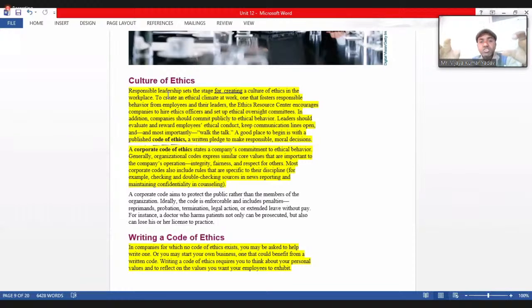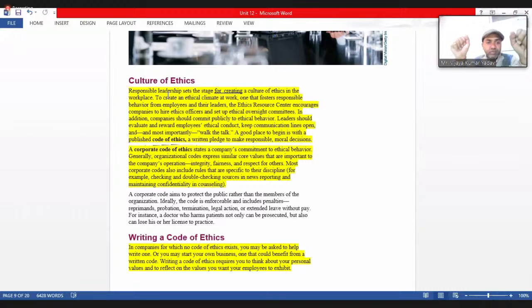There is the Ethics Resource Center, and that resource center encourages all companies to hire only those officers who act ethically, who have ethics. In addition, companies should commit publicly to ethical behavior. Leaders should evaluate and reward employees' ethical conduct. Keep communication lines open, and most importantly, walk the talk.